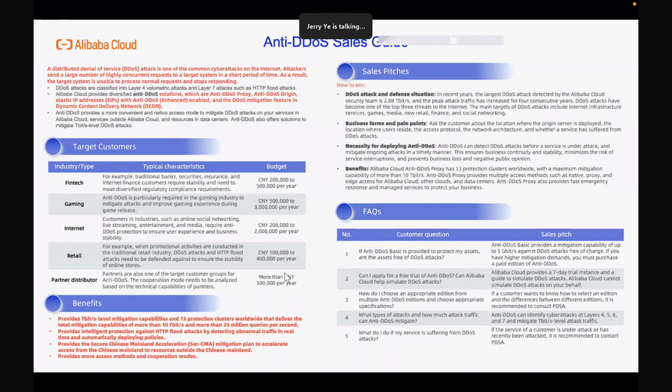attack. So the final one is, what do I do if my service is suffering from DDoS attack? So actually, we have different ways to help you to solve these issues, and we need to discuss case by case, and you can contact your PDSA for help. So this one is the anti-DDoS.